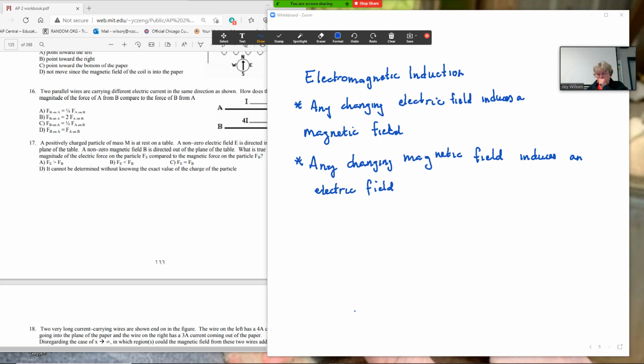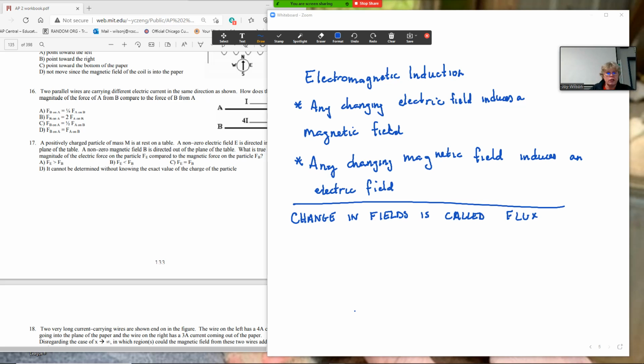So, how can I make that happen? Well, this change in fields is called flux. So we have formulas. Electric flux is electric field strength times area of the region that's being affected times the cosine of the angle between field and area. We'll get to that. We don't use the cosine very often.